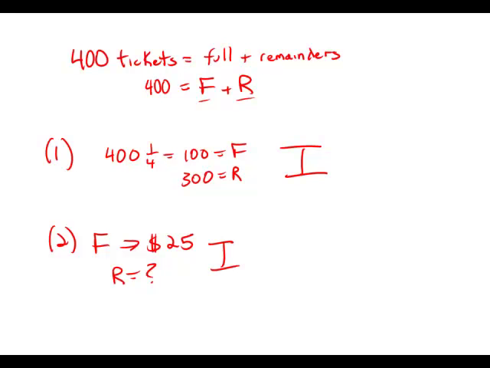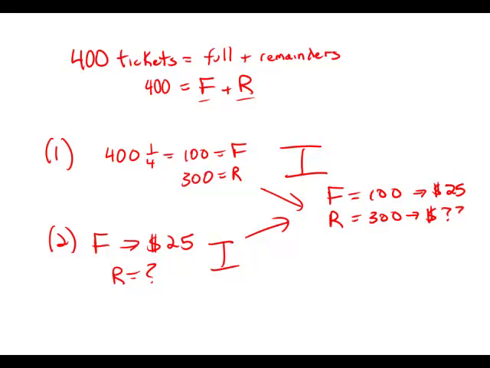Because both statements are insufficient, we combine them. Well, now we know from statement number 1 that we sold 100 full price tickets and we sold 300 remainders. We know from statement number 2 that the full price tickets cost $25 each. Unfortunately, even when we put all the information together, the crucial piece of information we are missing is how much does a remainder ticket cost?